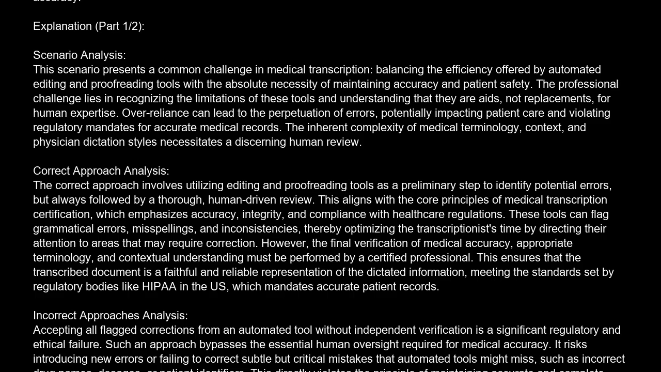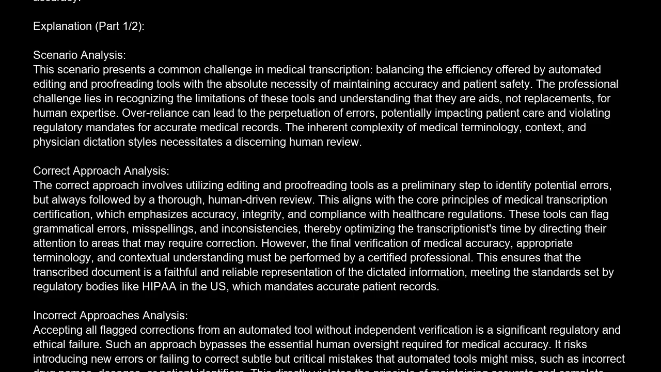Correct approach analysis. The correct approach involves utilizing editing and proofreading tools as a preliminary step to identify potential errors, but always followed by a thorough, human-driven review. This aligns with the core principles of medical transcription certification, which emphasizes accuracy, integrity, and compliance with healthcare regulations.